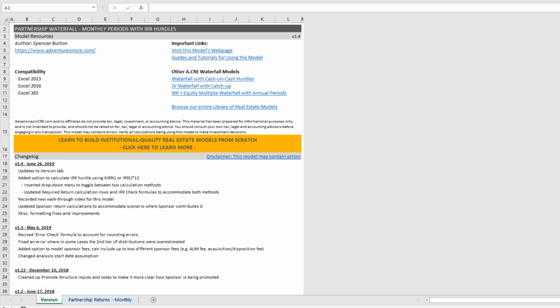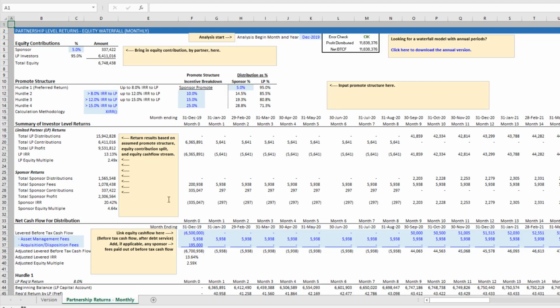I am using version 1.4 of the model. You're likely using this version or something newer than it, so you might notice some slight differences. But fundamentally, the model is the same. So we move first to the partnership returns and monthly tab. This is a module, meaning it is not standalone. It's meant to be used with your existing discounted cash flow model.